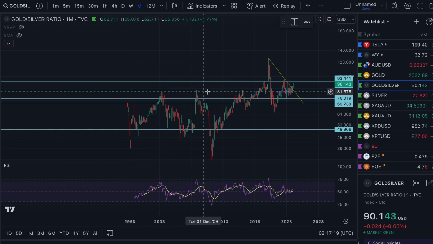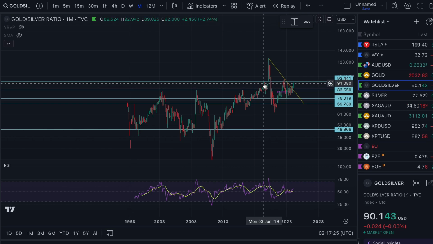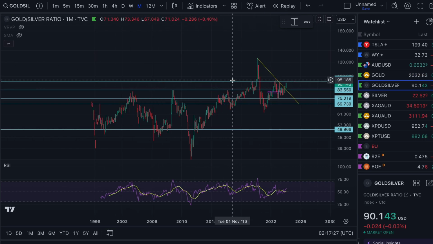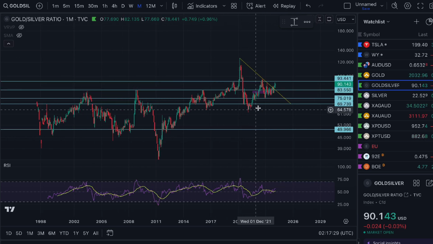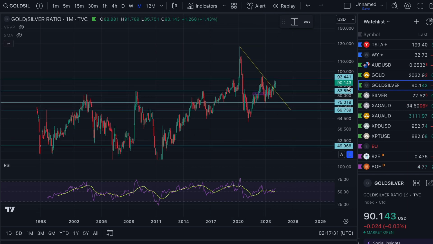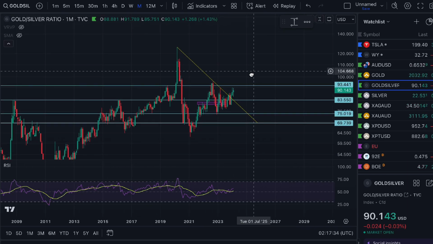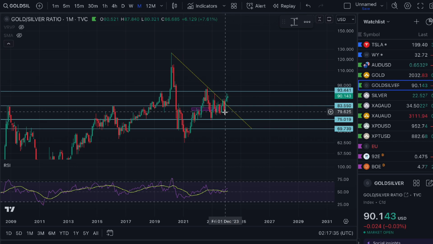That was a big line in the sand for quite some time until 2018, which we punched through. And then we went all the way up to here in March of 2020, all the way back down. But now we've broken above this trend line right here. And that just means that in the last couple of months at least, gold has been outperforming silver.